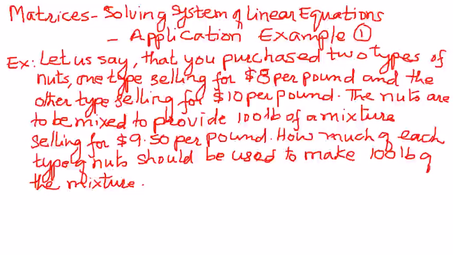Welcome to my presentation. In this presentation, we shall try to solve a system of linear equations with an application example problem. So let us say that you purchased two types of nuts. One type selling for $8 per pound, and the second type selling for $10 per pound. The nuts are to be mixed to provide 100 pounds of a mixture selling for $9.50 per pound. How much of each type of nuts should be used to make 100 pounds of the mixture?